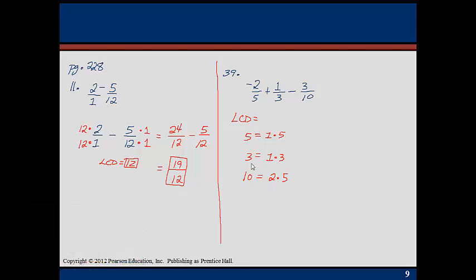Then the LCD is going to be the factors of the first, so 1 times 5, times any factors from the second not already in the list, so 3, times any factors from the third not already in the list, which is 2. So the LCD is 5 times 3 times 2, which is 30.